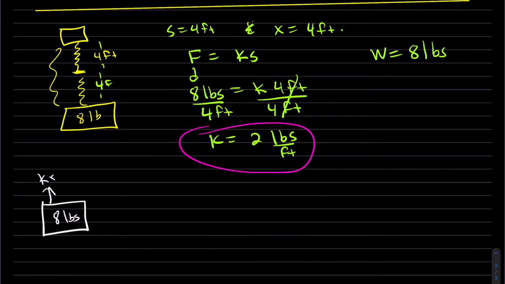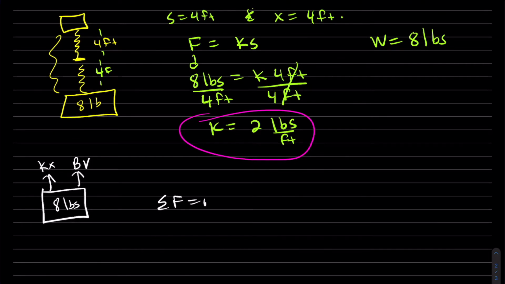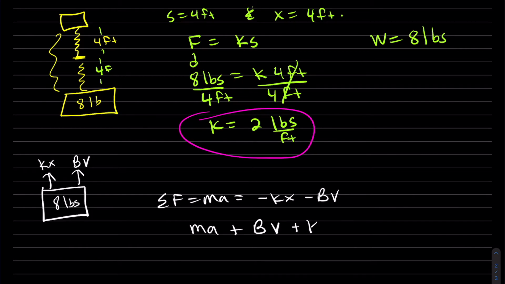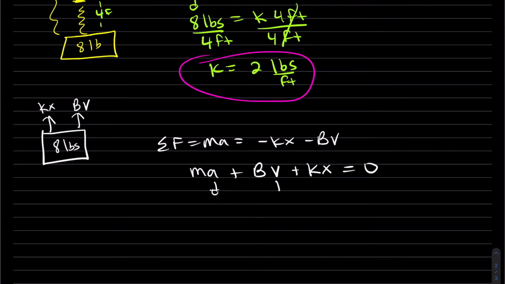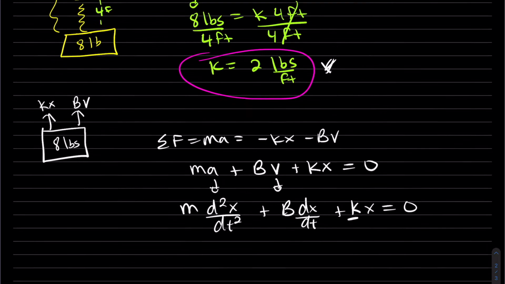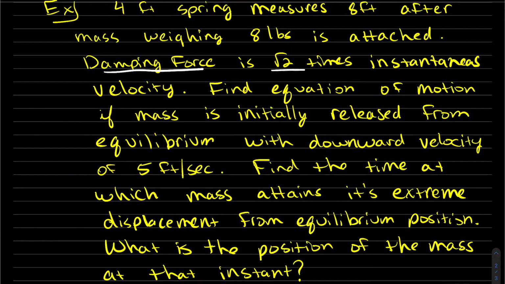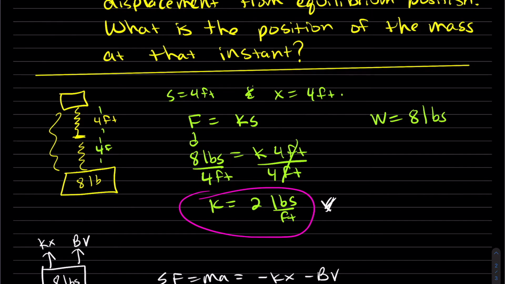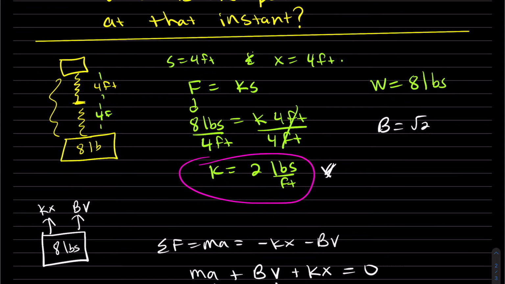So remember our formula. We have kx, and now we have beta velocity. The sum of forces equals ma equals minus kx minus beta velocity. So ma plus kx plus beta velocity v. Switching acceleration and velocity to calculus, dx/dt. And we have our k. If we read it, the damping force is square root of 2 times the instantaneous velocity, so beta is square root of 2, times the velocity, which is x prime.